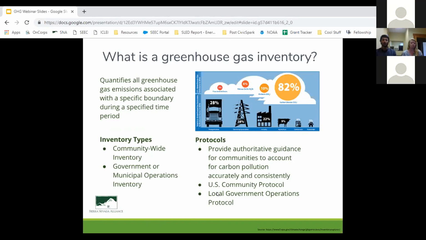So it's really nice. These protocols are actually built into some of the leading software used to inventory. So we use ClearPath, which we'll learn more about later. And the protocols are built into that platform. So it just makes it really easy and helpful for the user that's doing the inventory.